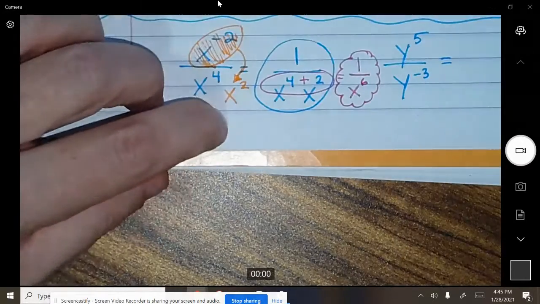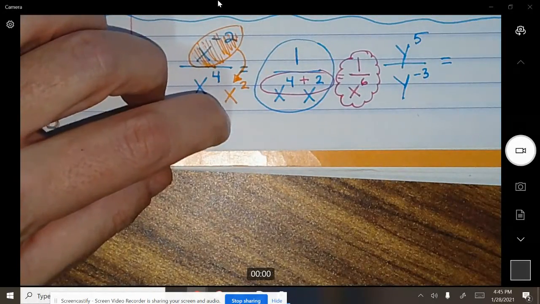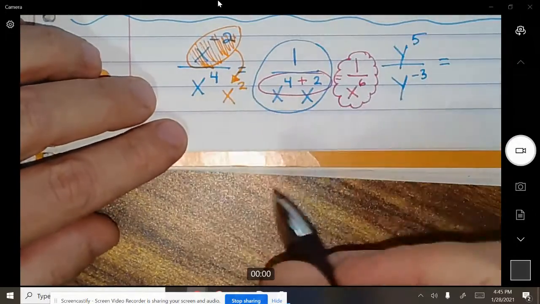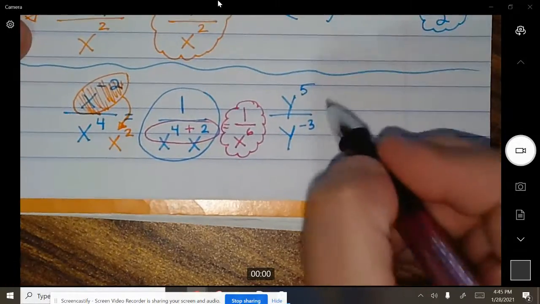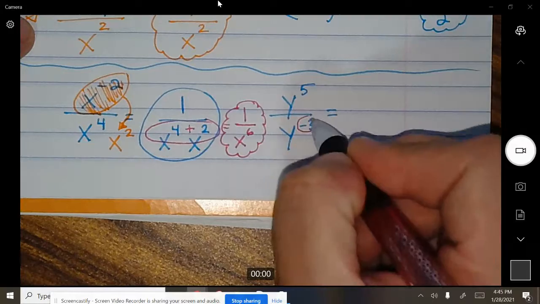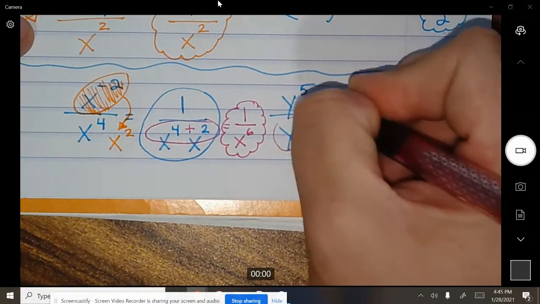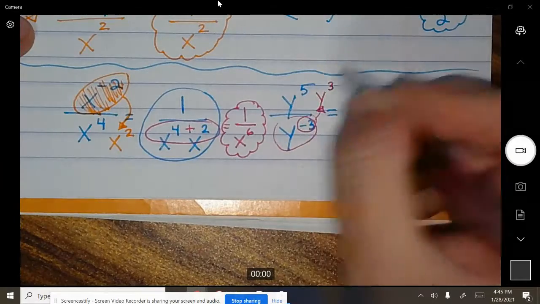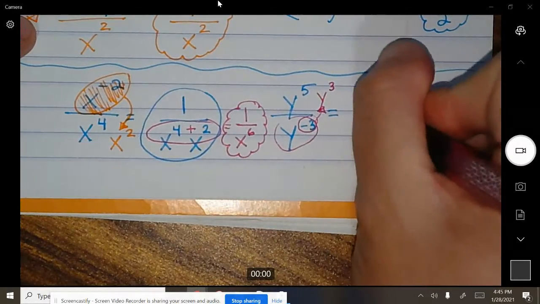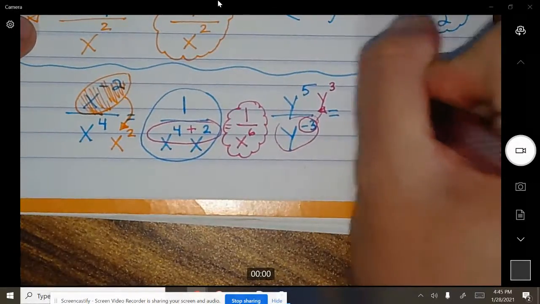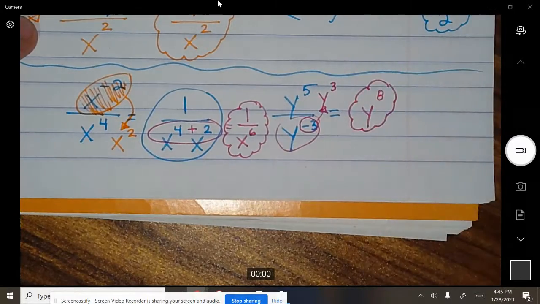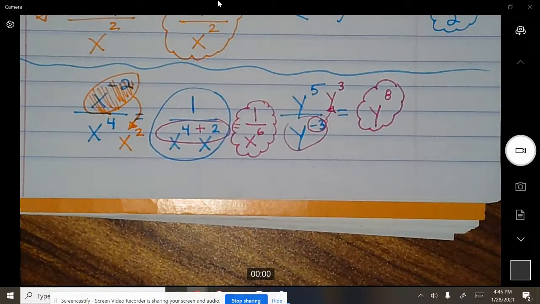Interesting, huh? Okay. Why did it become 6? Because we brought the 2 down. All right, same idea here. What do we do with this whole thing? We're going to move this whole thing up. It's going to become positive. Now what do we have up here? Y to the 8.